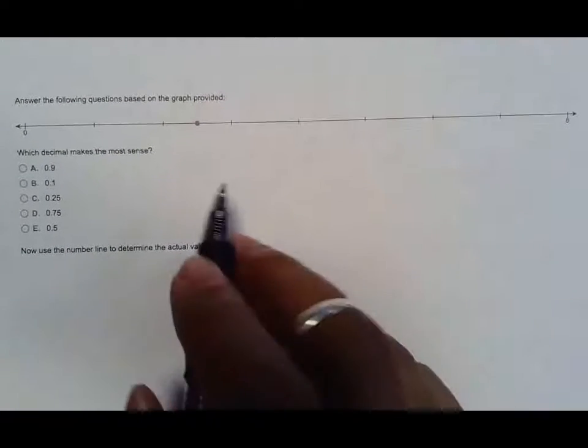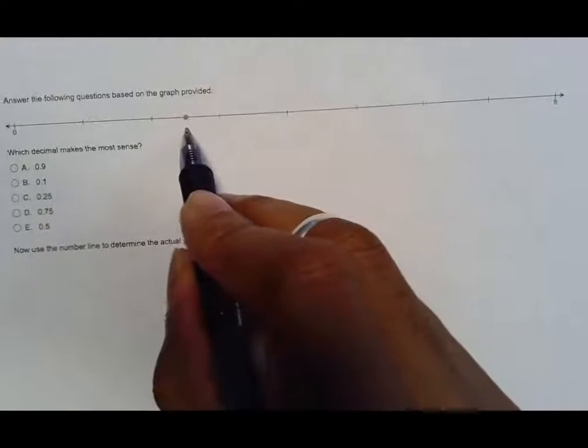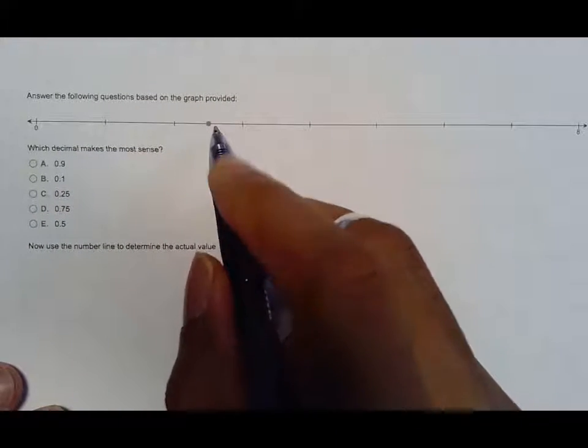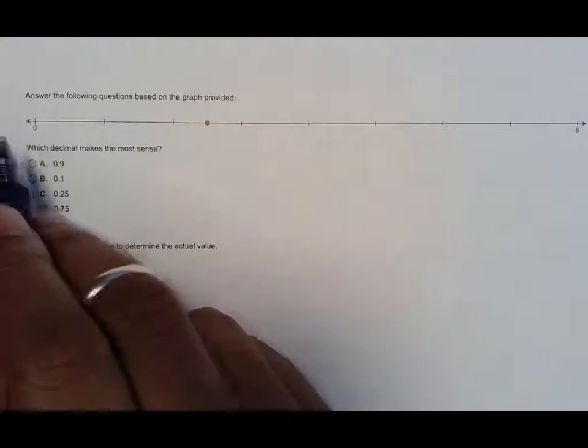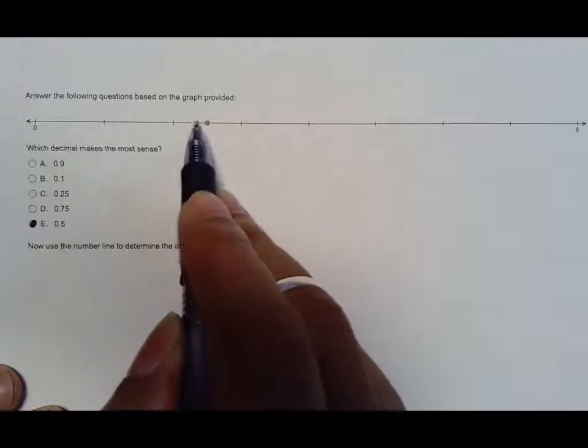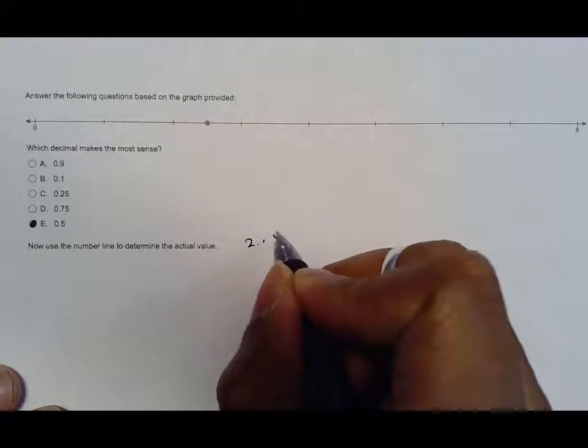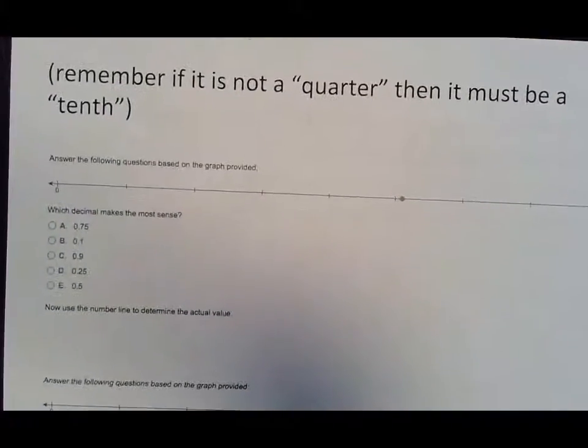This one here, again, if you're looking at the location of it starting from 0, that definitely looks like a halfway point. Again, trusting your instincts, that's definitely a halfway point, so that's a 0.5. Now use the number line to figure it out, so that's 1, 2, and a half, so it'll be 2.5. And again, that's all you're going to be doing on these questions.